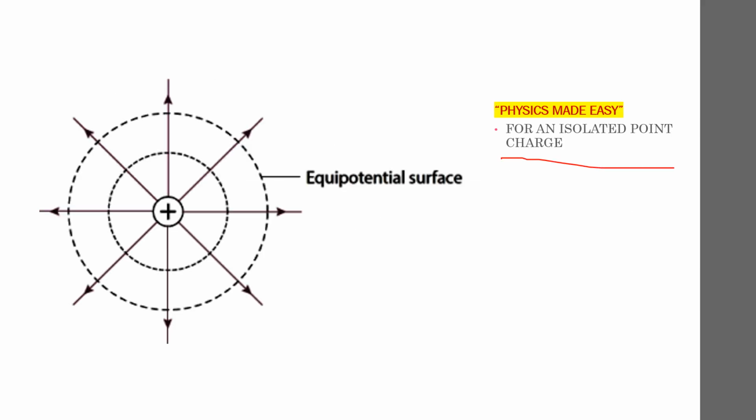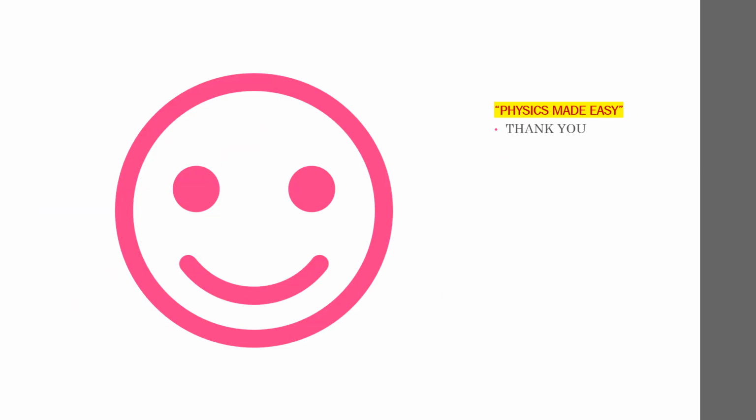For an isolated point charge, suppose we have the charge plus q and we draw a sphere by taking the radius r around this charge, then all the points on this sphere will have the same potential. Thus we can say that equipotential surfaces for an isolated point charge are concentric spherical surfaces around the isolated charge.